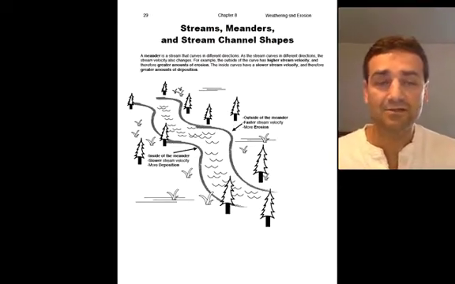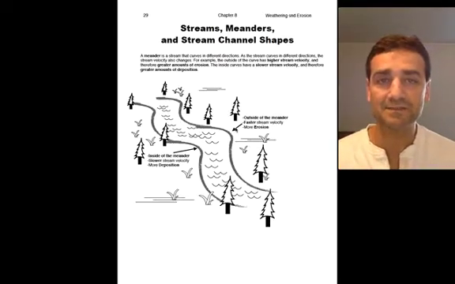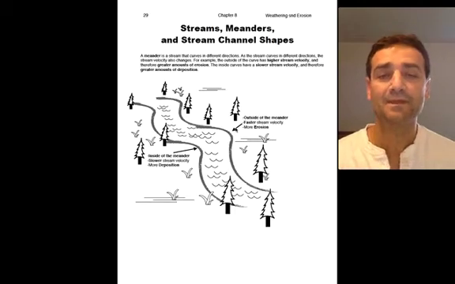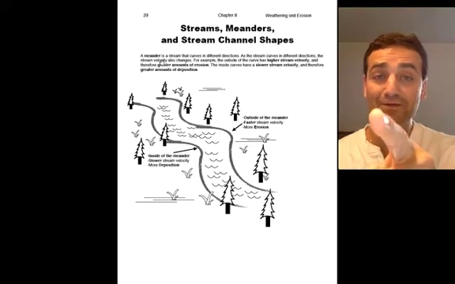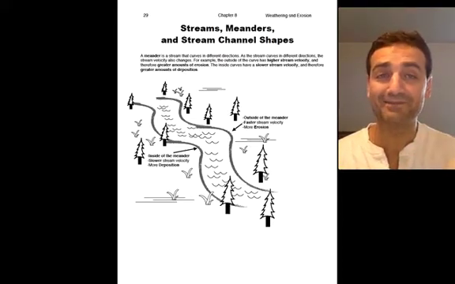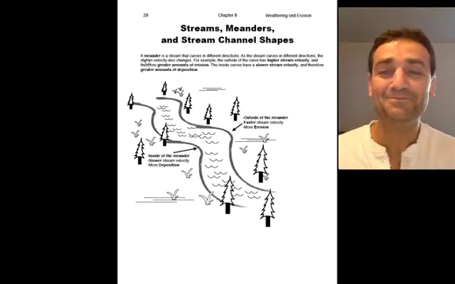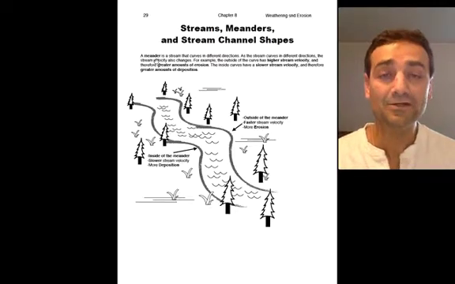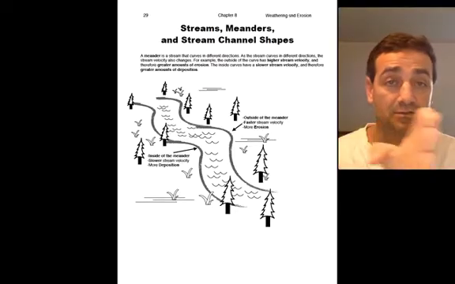Streams and meanders and stream channel shapes, and oh boy, this seems complicated, right? No. Super duper easy peasy. All right. Let's take a look here. Meander. Not to be confused with you-ander, but meander. Never mind. Okay. And I know you guys miss my jokes. I know you do. All right, meander, right here. Meander is just a stream that goes back and forth like this. It meanders.